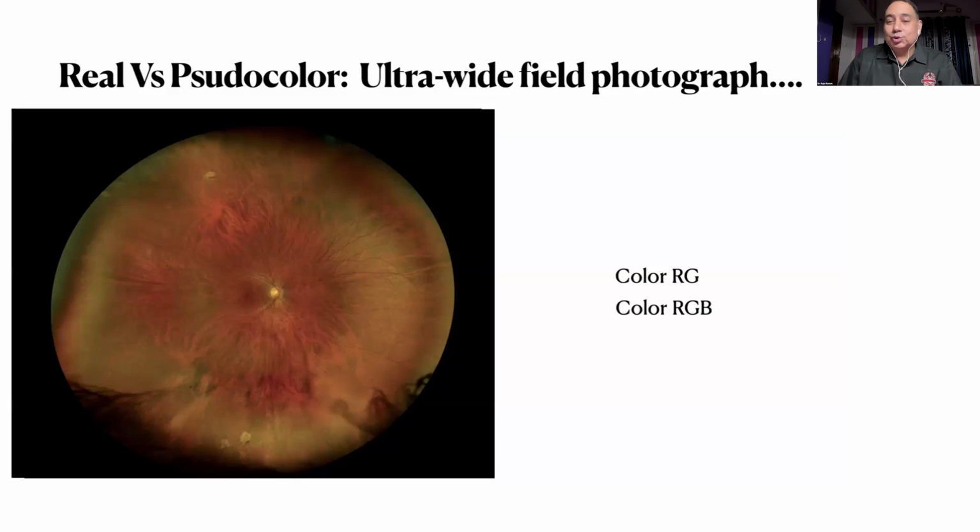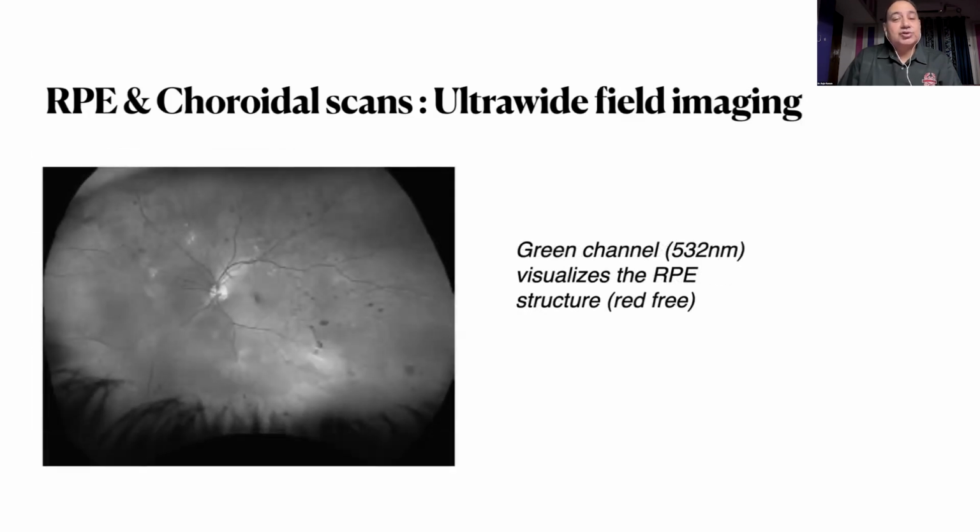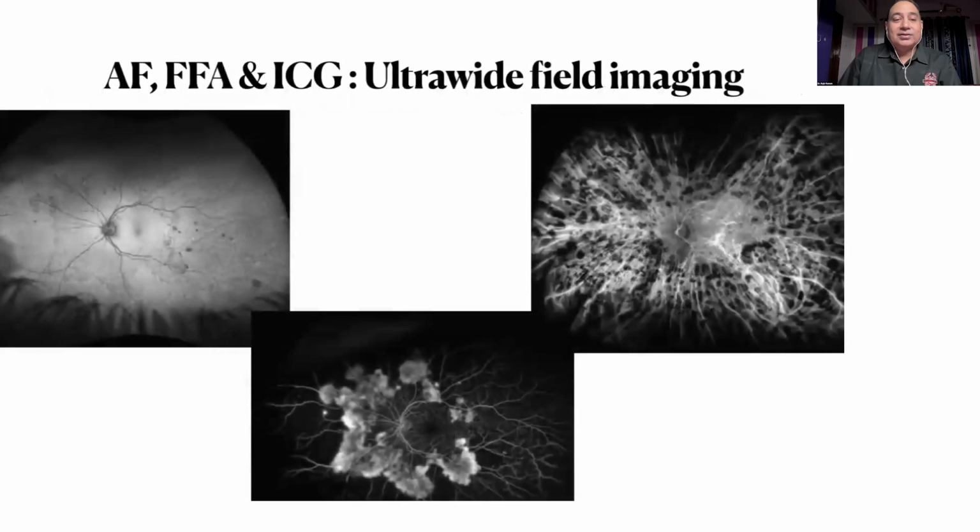It's not only the pseudo colors, we also have these real colors now. The red channel, which is 635 nanometer, visualizes the choroidal layer, and we can make out the choroidal pathology to some extent. And we have the green channel, which visualizes the retinal pigment epithelial structure. Classically, we used to call these the red-free images. And looking at RPE function, these ultra wide field imaging systems today have autofluorescence, fundus fluorescein angiogram and indocyanine green angiography features too.